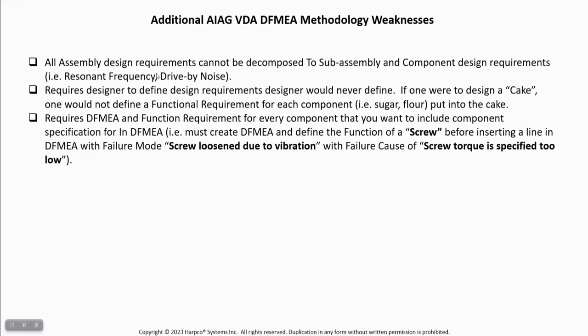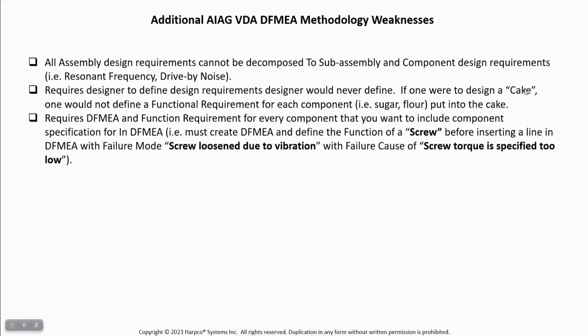trying to link it to meeting a resonant frequency requirement. The other thing is, the engineer finds themselves, and this is a common complaint I hear, being forced to define design requirements for things they never define a design requirement for. I use a simple example. None of us make cakes, but if we were to do a design FMEA on a cake, we would not go in for each of the components that make up the cake and define what's the function of the sugar, what's the function of the flour, okay? We know their function. What we're concerned about is how much sugar and how much flour. We know that we're trying to meet these cake performance targets. So we don't create these intermediate requirements.